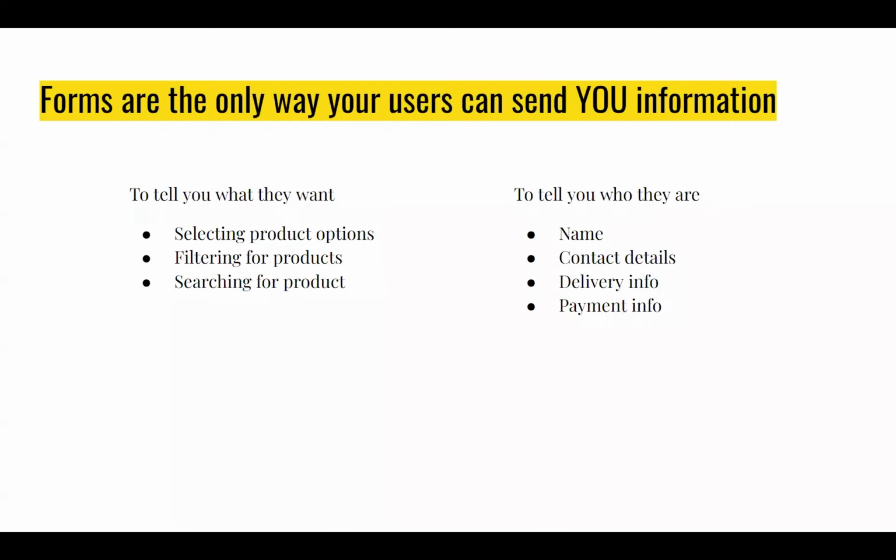So selecting product options, filtering for products, or searching for a product. And once they've found that product, they need to tell you who they are if they've decided to purchase it. So their name, their contact details, delivery information, and payment information. So forms are everywhere, pretty much, so we need to make sure that they work.